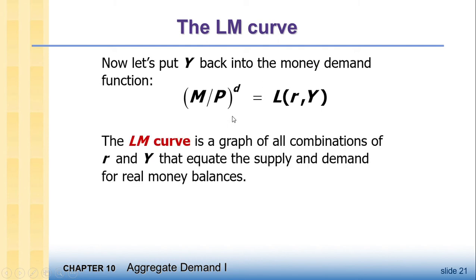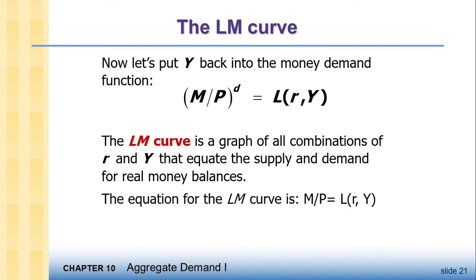So the LM curve, or liquidity-money curve, is the second part of the IS-LM model that we are discussing to build up a model of aggregate demand according to Keynesian theory. The LM curve is a graph of all combinations of R and Y that equate the supply and demand for money balances. At equilibrium, money demand is equal to money supply, and money supply M by P is always fixed, while money demand is a function of the rate of interest and the level of income.